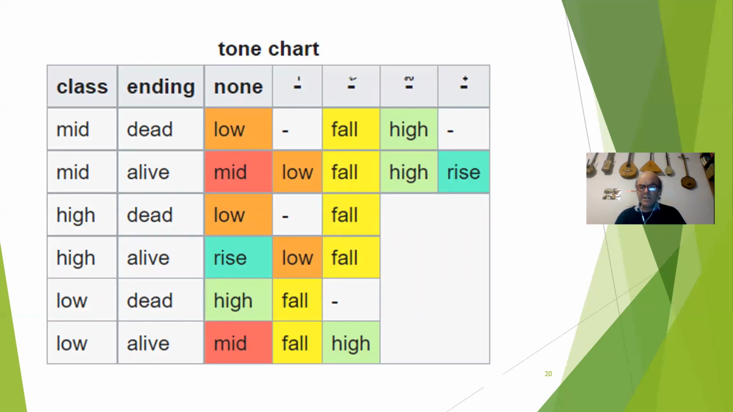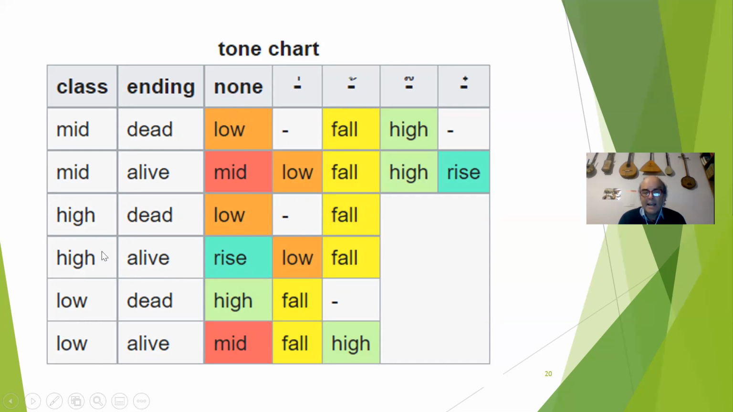Now, this is a Thai tone chart. I think this is too complicated to talk about today, except that if we just look at the column that is headed none, and we look at what are called alive tones, these are words ending in a vowel.